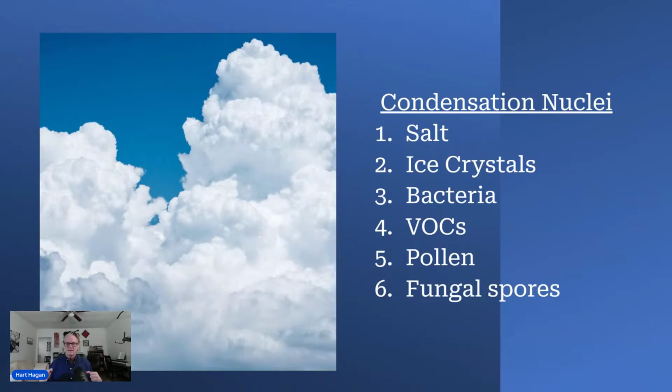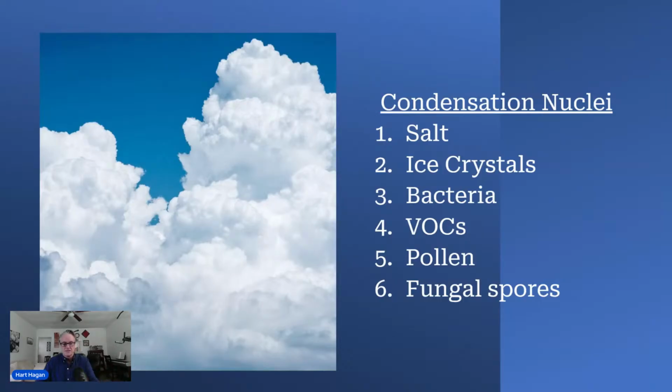So number 3, bacteria. The bacteria that serve as condensation nuclei are emitted from leaves. Number 4, volatile organic compounds such as terpenes are emitted from leaves. See, how this works is that condensation only occurs when the water molecule, a tiny water molecule, can stick to something solid. So, such as number 5, pollen. Number 6, fungal spores.